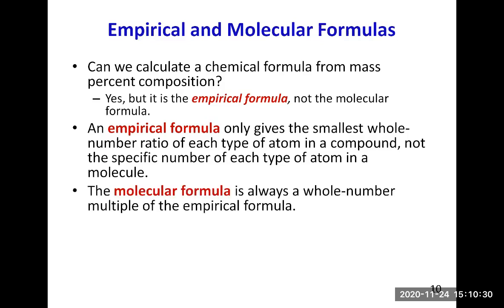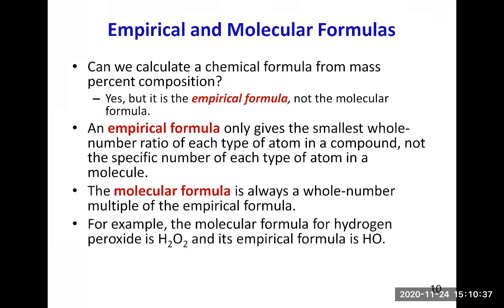And so the molecular formula, what you're used to, is always a whole number multiple of the empirical formula. For example, the molecular formula of hydrogen peroxide is H2O2, and its empirical formula is HO, because you can bring it down to just one H, one O. That's the ratio between the atoms of hydrogen and the atom of oxygen. There is one oxygen for one hydrogen, but the real molecule is made of two oxygen atoms and two hydrogen atoms bonded together.